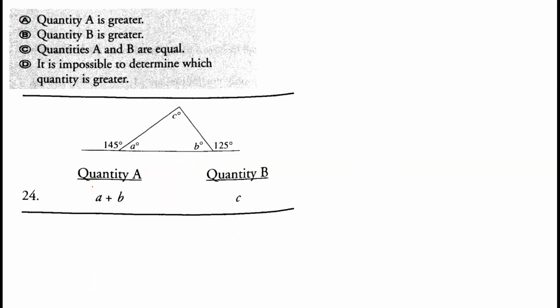24. Quantity A plus B. Now A would be what? 180 minus 145 is 35. B would be what? 180 minus 125 is 55. So A plus B would be 90. And C is what? C plus 35 plus 55 equals 180. So C is equal to 90. So both of them are equal. So option C is correct.